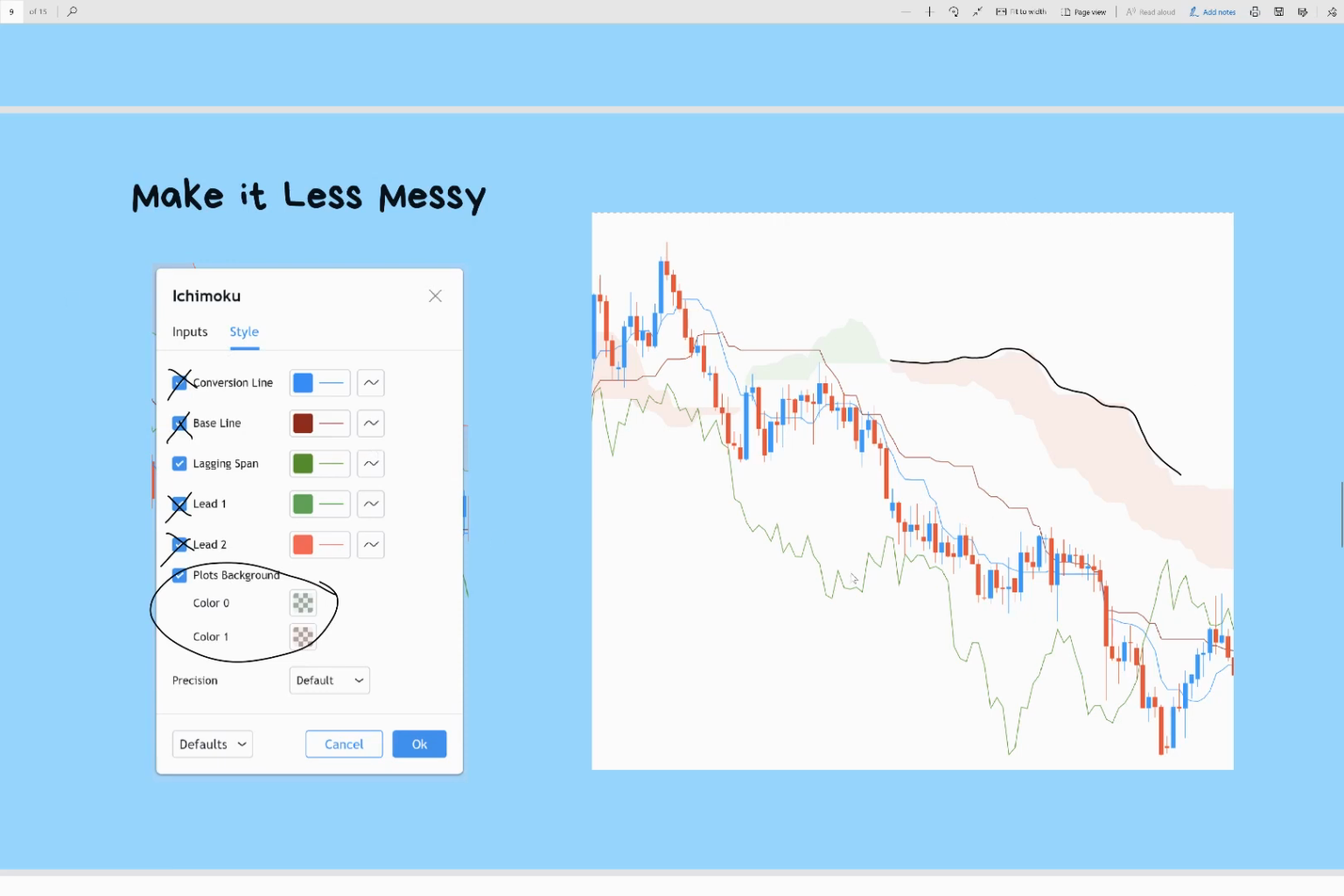And then, conversely, if you wanted to just look at the conversion line and the baseline, get rid of the lagging span. Once you've looked at it and you've said, yep, I have strong momentum here, just get rid of it, take it off your chart. So that's how I make it look kind of nice like this.